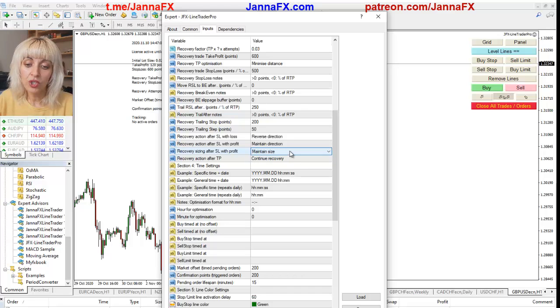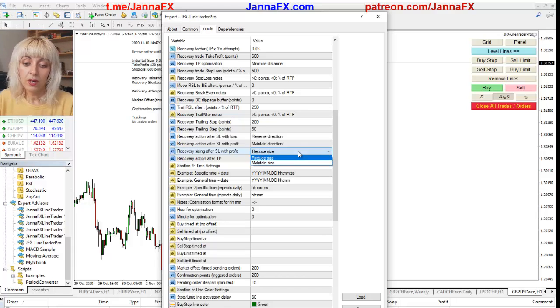So if you change it to reduce size, that could be good because sometimes it might be quite a big lot and you want to reduce it, and when it hits a bit of the profit once again, it will next open the order with the smaller lot, but it will increase the distance to the take profit because it will calculate how much it needs to close it with the profit you want and cover the loss, okay?